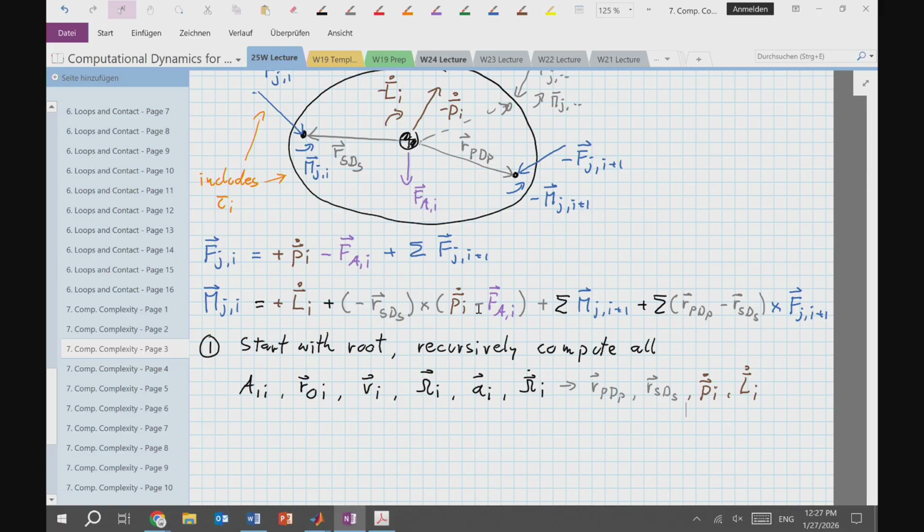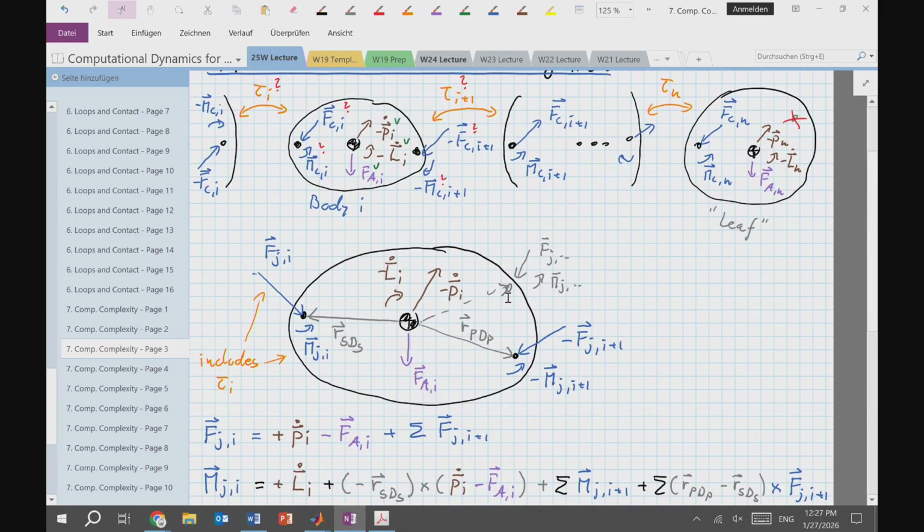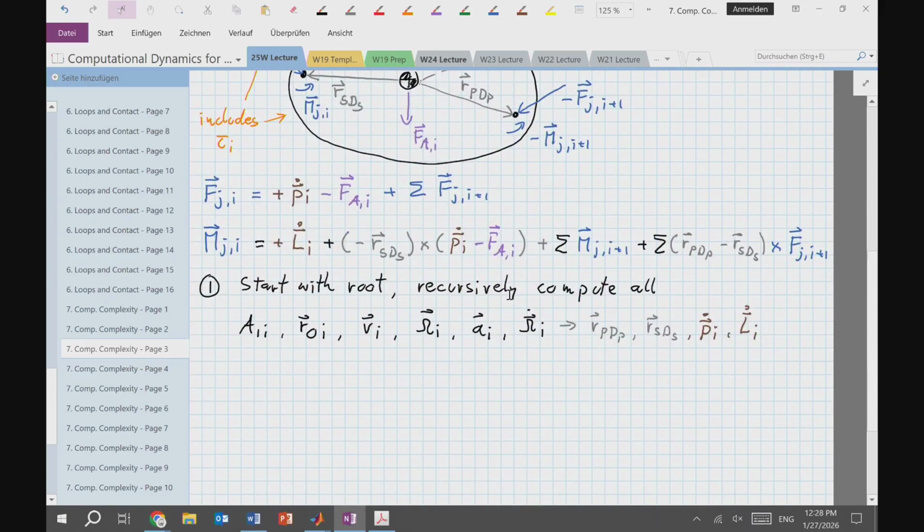It doesn't depend on how many other bodies are in the system. And that's the important thing. This one step in my recursion has constant cost. Every body does the same thing. Every joint does the same thing. So the overall complexity scales with order n. And then we are prepared for doing an inward pass, going in the opposite direction. So this would now be the second step of the algorithm, where we start with the leaf or leaves.